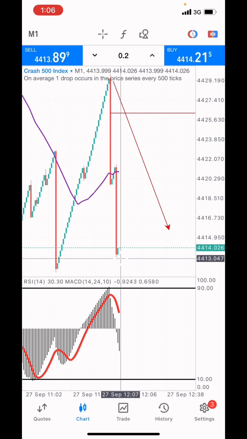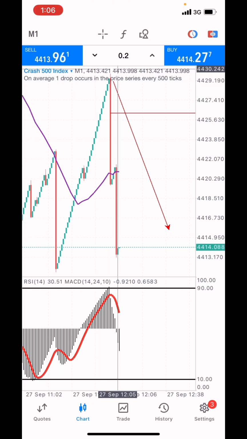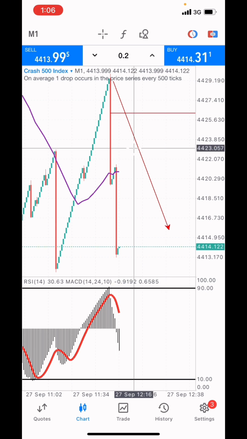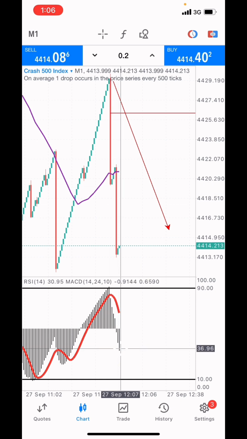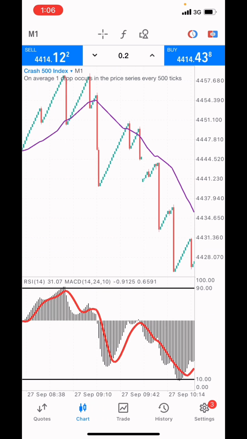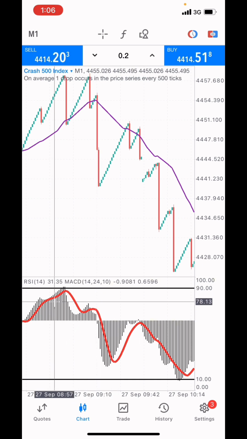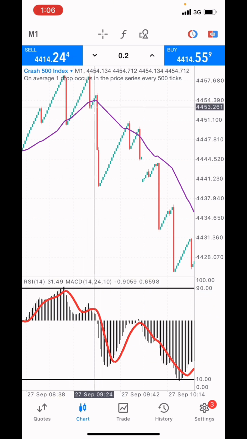Okay, so you need to know everything, and you need to also understand this point right here where it says on average one drop occurs in price series every 500 ticks. All right, now this one I wanted to show you for the MACD. I said when price gets to here, level of 90, the market retested immediately for a sell, and the first downtrend of the MACD, there was a spike. If you take a look at this point right here, look at the first trend line of the MACD, there was a spike. When it got to here, level of 10, the spike came through. The first downtrend of the MACD, there was a spike.